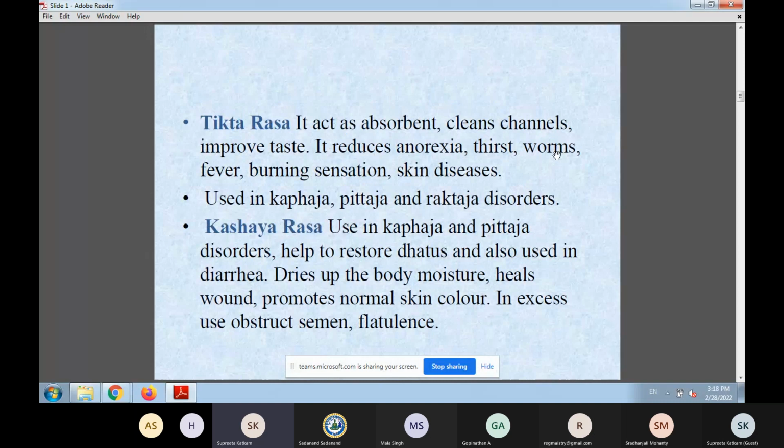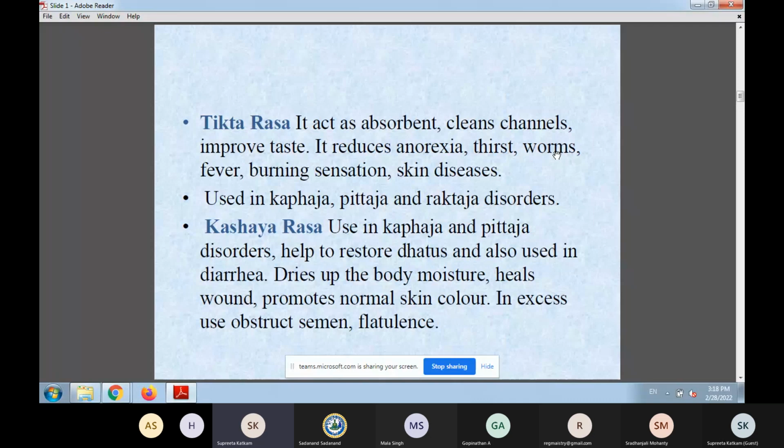See, we came across madhura, tikta, and kashaya. So for the first three rasas, just write down: madhura, amla, and lavana rasas pacify vata dosha. Katu, tikta, kashaya rasas pacify kapha dosha. Madhura, tikta, and kashaya rasas pacify pitta dosha.